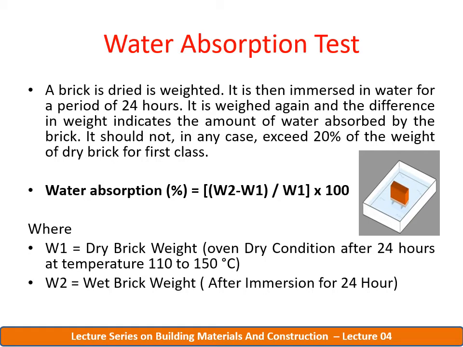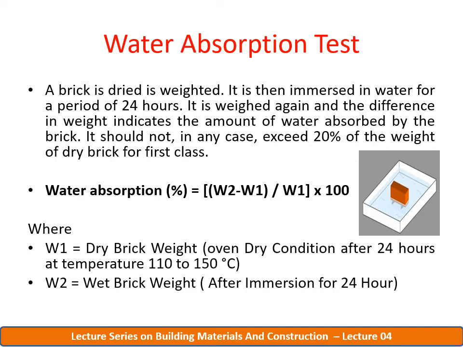So in case of the 5-hour boiling water brick test, the brick sample is dried in an oven at 105 to 115 degree centigrade till it attains constant mass. Cool the brick sample at room temperature and record its weight W1. The brick is immersed in boiling water for 5 hours. The brick immersed in water is then allowed to cool at 27 degrees centigrade.